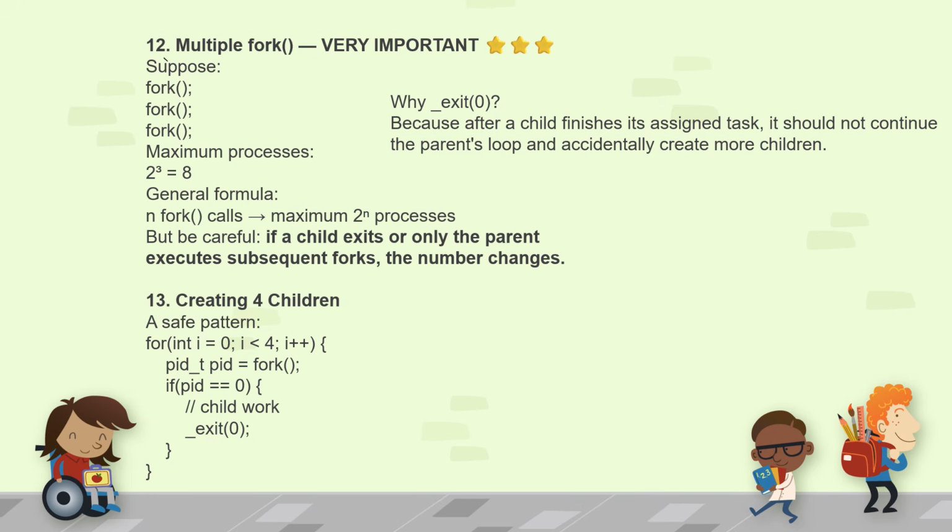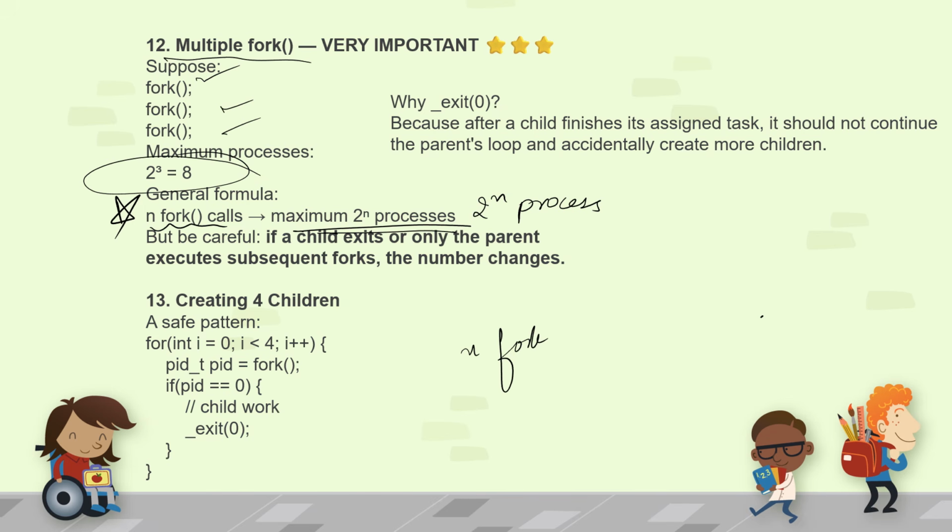When we talk about multiple forks, which is important, suppose you use fork three times. The maximum number of processes becomes 2 cubed, which is equal to 8. The general formula: when there are n fork calls, you get a maximum of 2 to the power n processes. I'll write it here: n fork calls give a maximum of 2 raised to the power n processes.